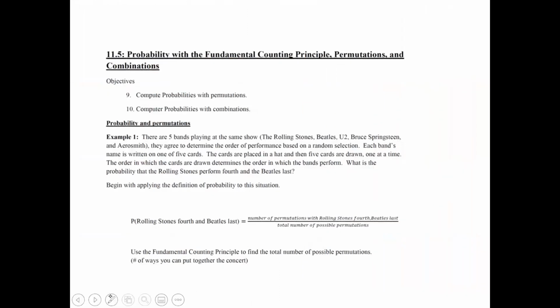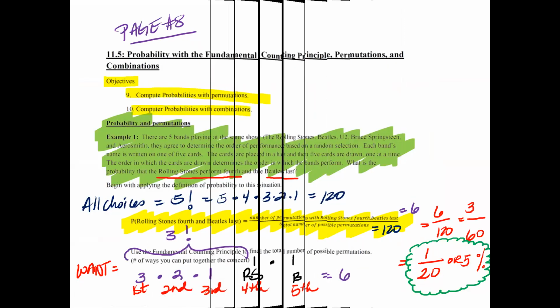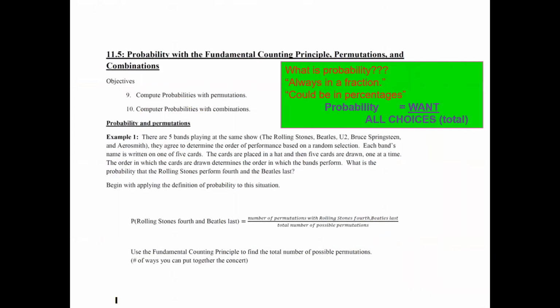All right, so what is a probability? Well, your probability is always going to be in the form of a fraction, like this, with a bar. It can also be in percentages, because when you have a number on top, it's usually a small number, by a bigger number. When you divide it, it's going to be in the form of a decimal. When you move the decimal 2 spaces over to the right, you will get a percentage. So your probability is always what you want, that's asking the question, over the overall choices, which is your total.